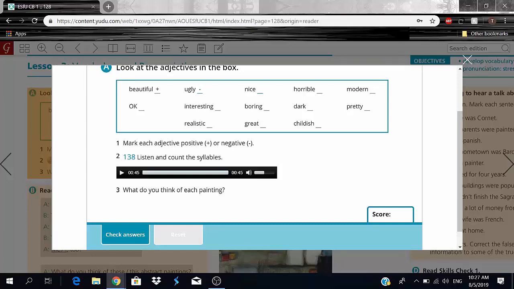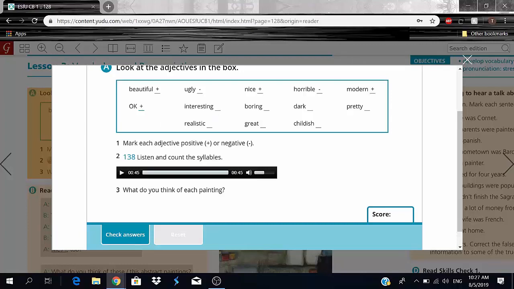Nice, obviously positive. And then we have horrible. When I tell someone you're a horrible person, that's a negative trait, obviously. So we'll add that minus. Then we have modern. Modern is probably a positive. Something that's modern. So that's a positive. Okay seems kind of more neutral, you know what I mean? It's kind of in the middle, but I'll just count it as a positive, more of a neutral position.